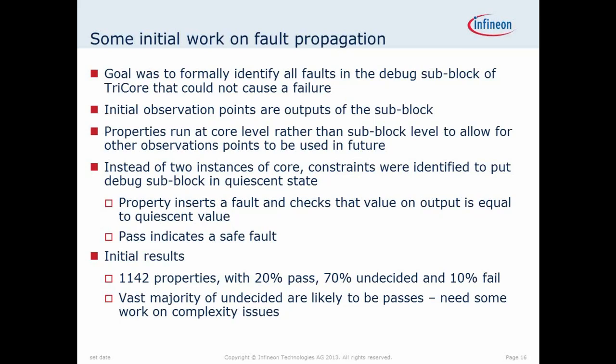So we ran something over 1,100 of these properties, and only 20% of them passed. 70% were undecided, so we had bounded fails or give-ups, bounded passes or give-ups, and had about a 10% failure rate. Probably the vast majority of the undecided are likely to be passes, because the fails tend to happen quite quickly. And so we need to do some work here on the complexity. And some analysis of the fails suggested we had to move our observation points further out. Some of these faults would propagate outside of the block, but maybe not much further.